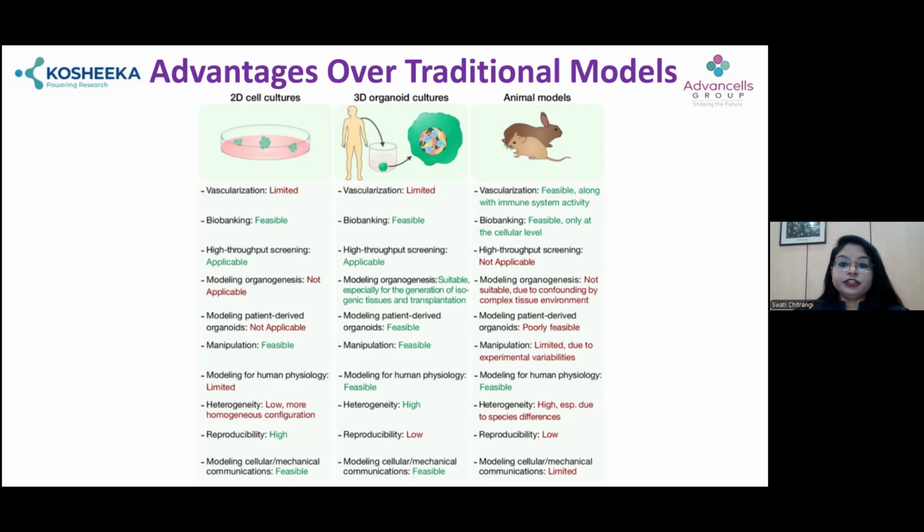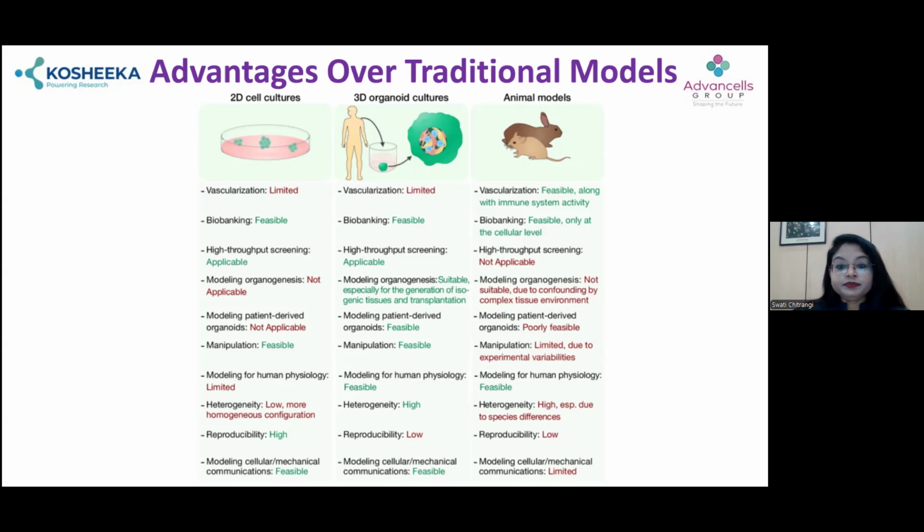Whereas in 3D organoid culture, you can create vascularization using endothelial cells. So you can introduce endothelial cells in this organoid, and you can create models closer to human. But it will be limited, because the normal in vivo conditions you will not be able to create in these organoids. You can biobank these samples, you can make a bank of these organoids. It's also feasible for high throughput screening.